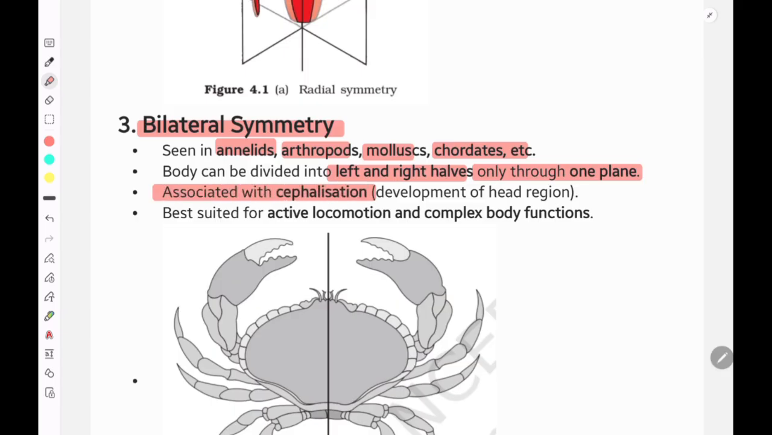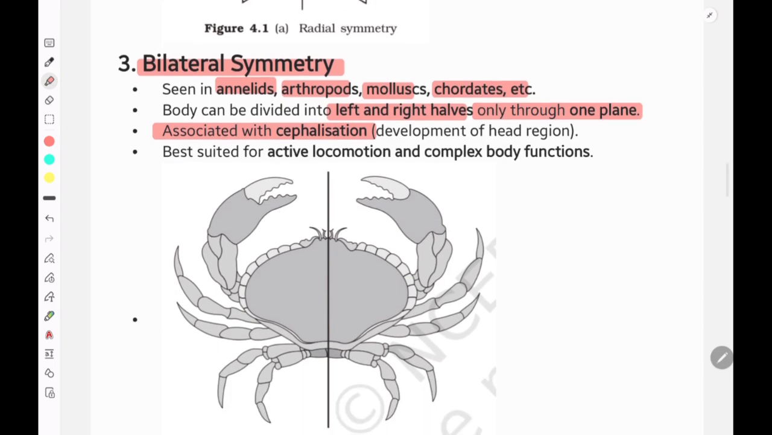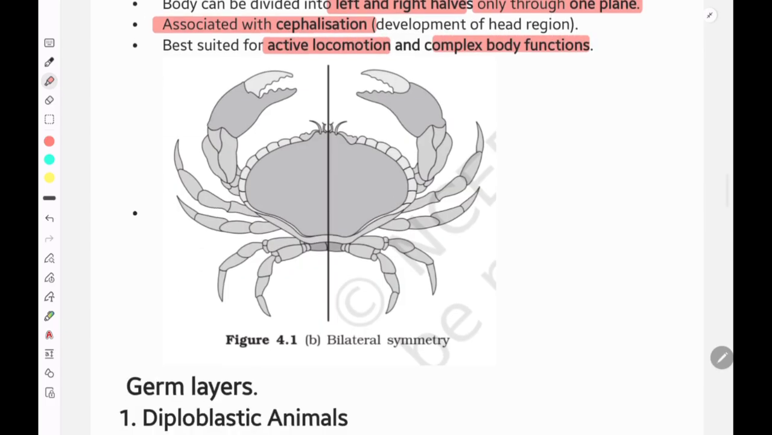Associated with cephalization. Cephalization is development of head region to perform better sensing. They concentrate their nervous system to the front of the body, so that they can perform better senses and responses. They are active in locomotion and complex body function.